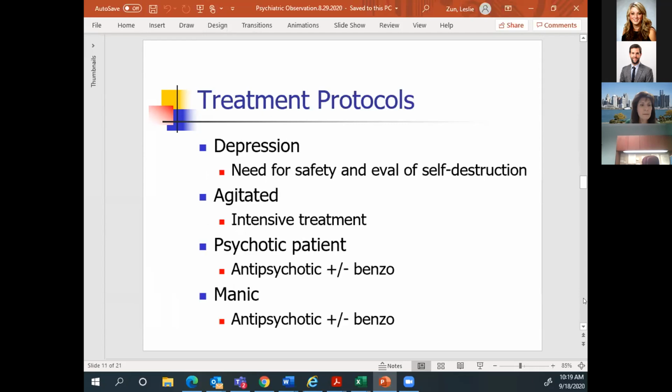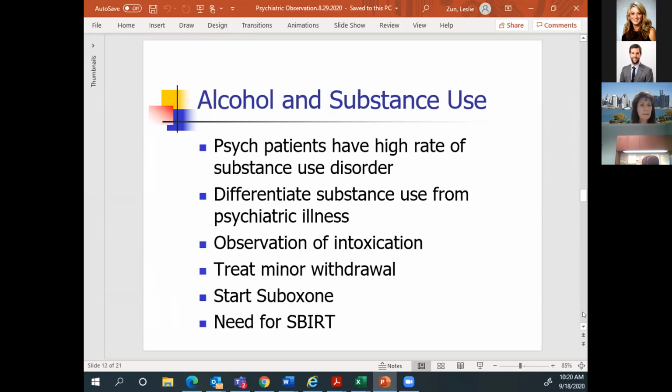Treatment protocols, it's important that you develop the protocols. How are you going to treat depressed patients, agitated patients, psychotic ones, manic? And so just like you would have protocols for chest pain, you want to develop protocols for common psychiatric diagnoses that would go into this unit.